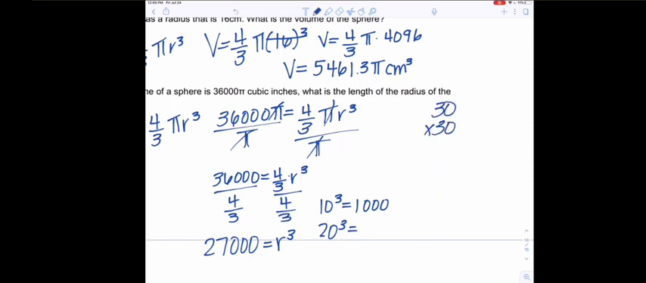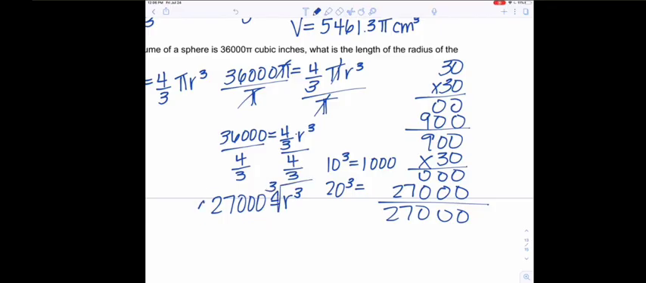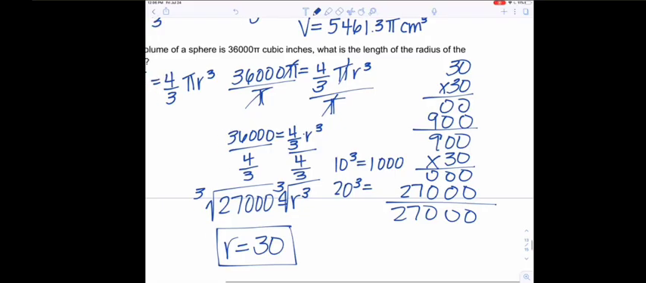30 times 30, I get 0, 0, placeholder 0, 0, 9. 900. Times 30 again, that gives me 0, 0, 0. Placeholder 0. 3 times 0, 0. 3 times 0, 0. 3 times 9 is 27. Aha! 0, 0, 0, 27. So 30 cubed gives me 27,000. So if I take the cube root here of both of them, I get r equals 30. Okay? All right, I hope that made sense. I hope you got it. You have plenty of practice in the next one.